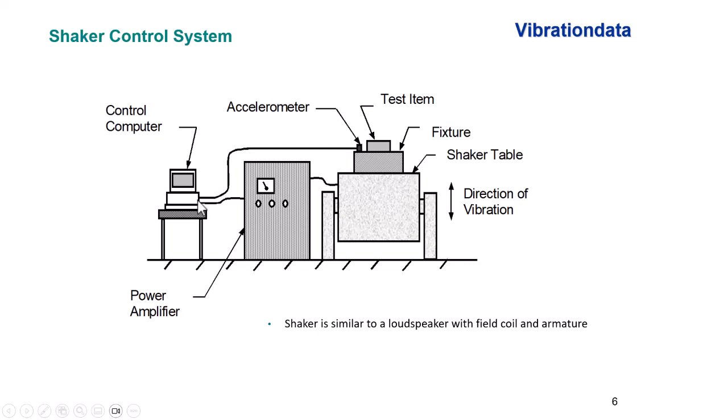So the shaker control computer has to synthesize or generate a time history voltage drive waveform that will be output from the control computer and input to this power amplifier. From there, the signal is applied to the shaker table. This is a voltage time history signal. Now the shaker table is similar to a loudspeaker. It's got a field coil and an armature, and it's going to be a uniaxial shaker vibrating up and down.